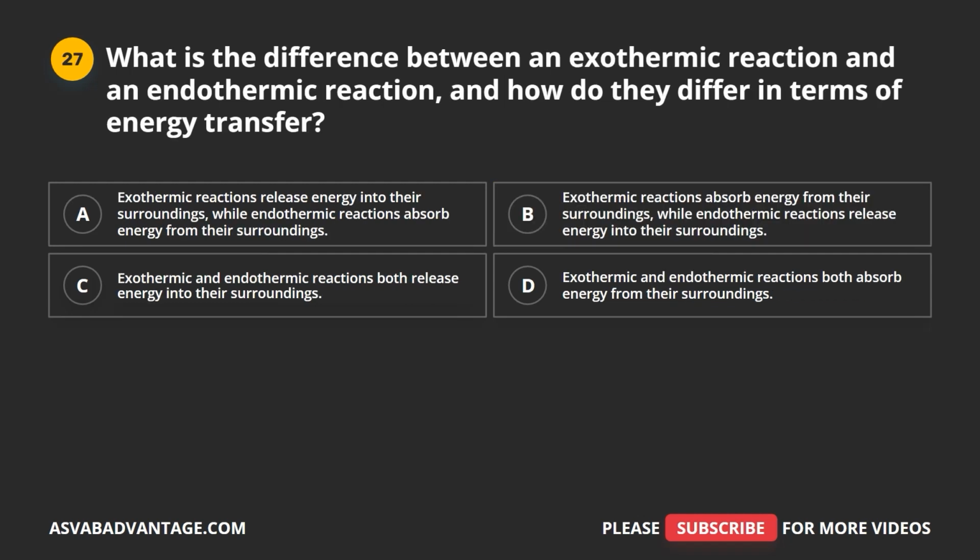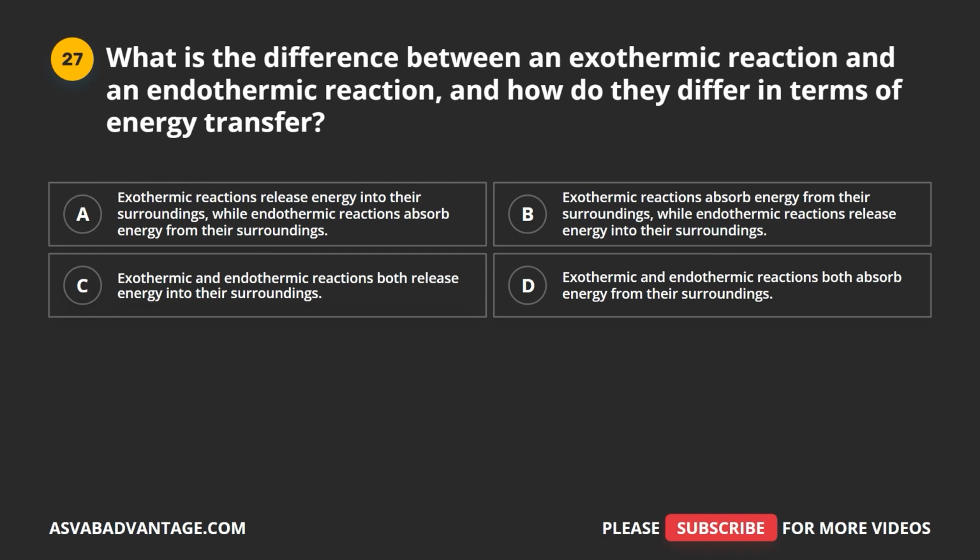Question 27. What is the difference between an exothermic reaction and an endothermic reaction, and how do they differ in terms of energy transfer? A. Exothermic reactions release energy into their surroundings, while endothermic reactions absorb energy from their surroundings. B. Exothermic reactions absorb energy from their surroundings, while endothermic reactions release energy into their surroundings. C. Exothermic and endothermic reactions both release energy into their surroundings. D. Exothermic and endothermic reactions both absorb energy from their surroundings.